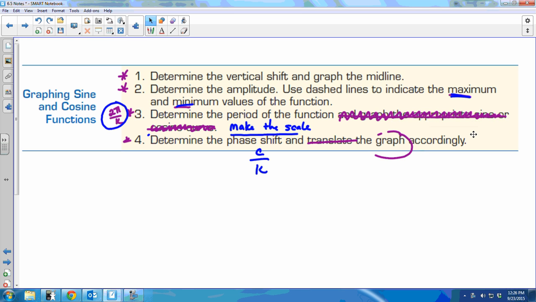So yesterday we did learning target 12, and we graphed the vertical shifts and the phase shifts individually. So learning target 13 puts it all together. I'm telling you the exact steps you must take in order to do them correctly. Here they are. The first thing you're going to do is figure out the vertical shift and the midline and graph that.